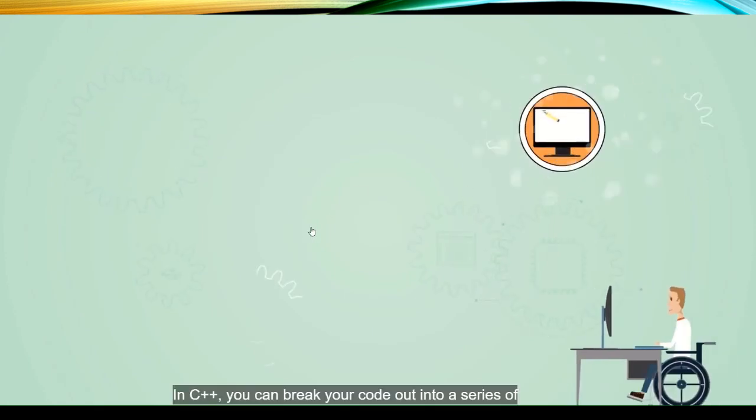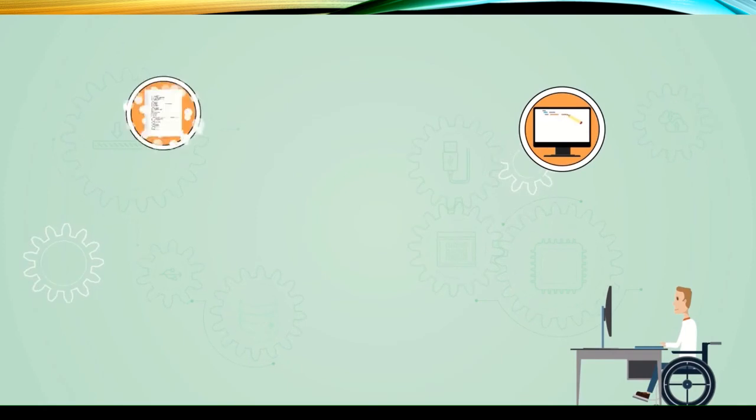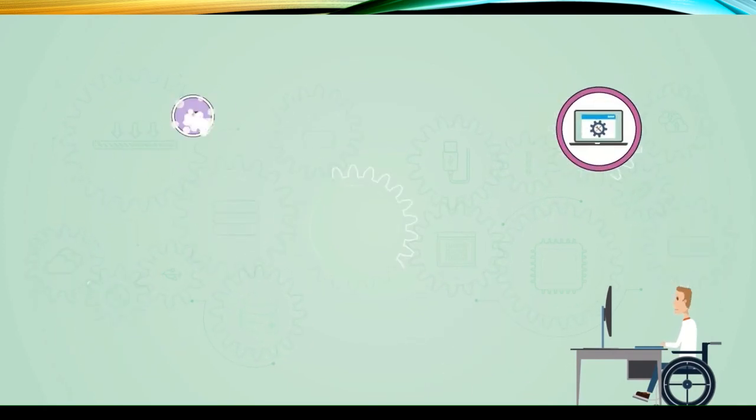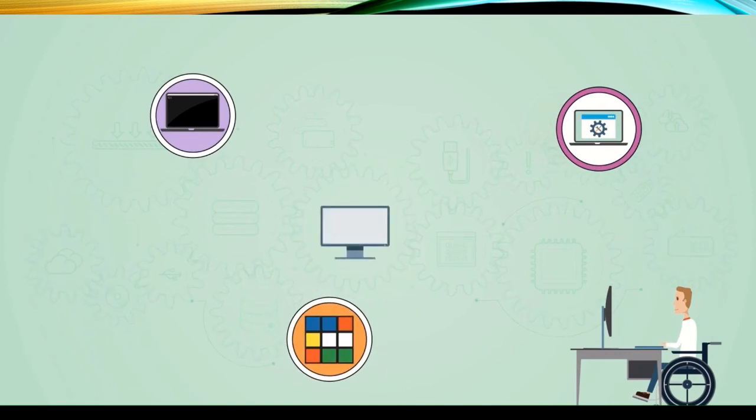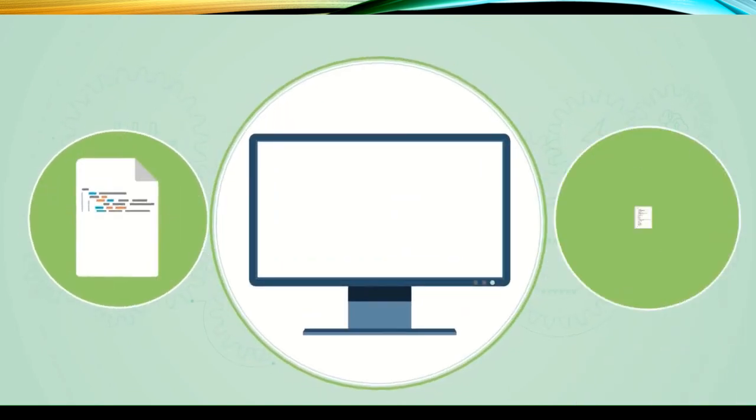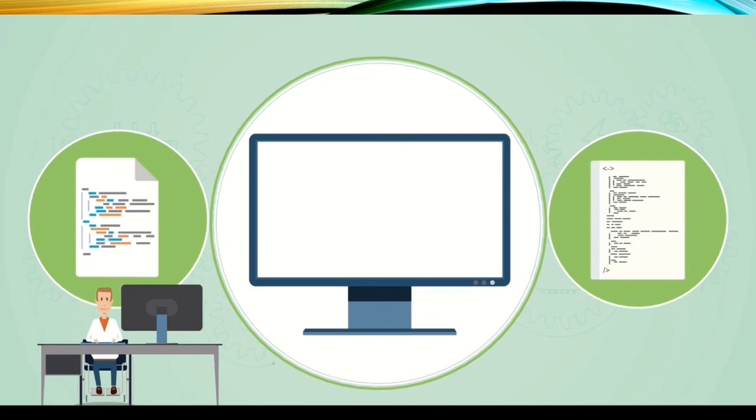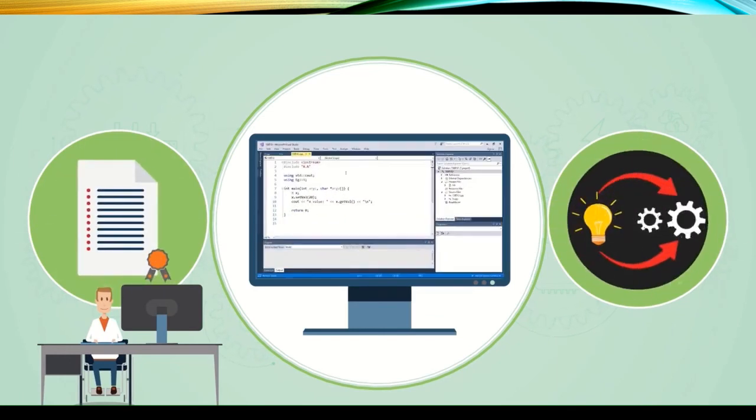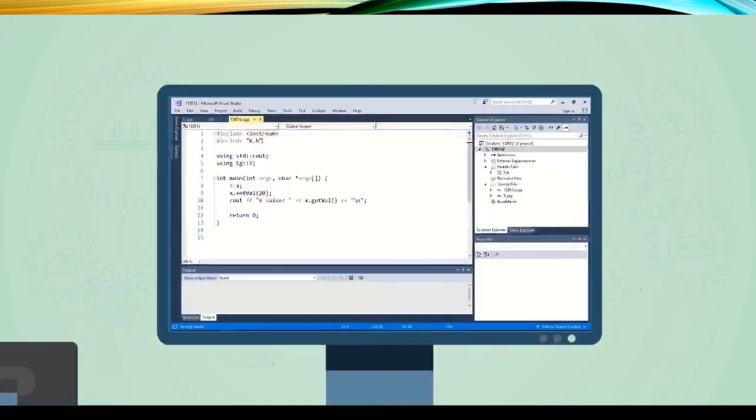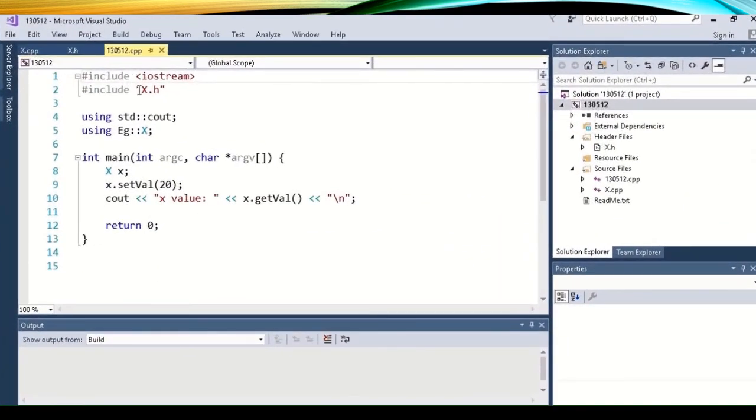In C++, you can break your code out into a series of source and header files to make working with large applications more manageable, portable, and modular. In this video, I'll demonstrate how to divide the code into header and source file pairs, and to divide code between declaration and implementation. So in this program, I include two headers, iostream and x.h.